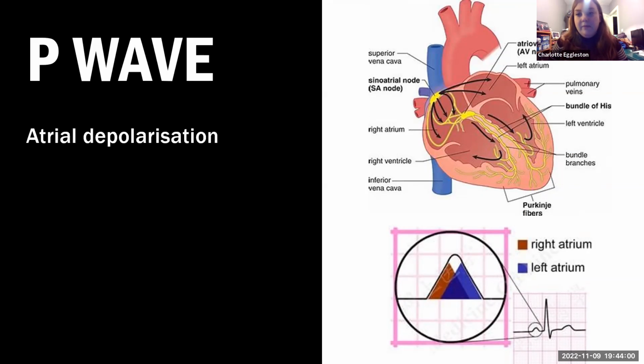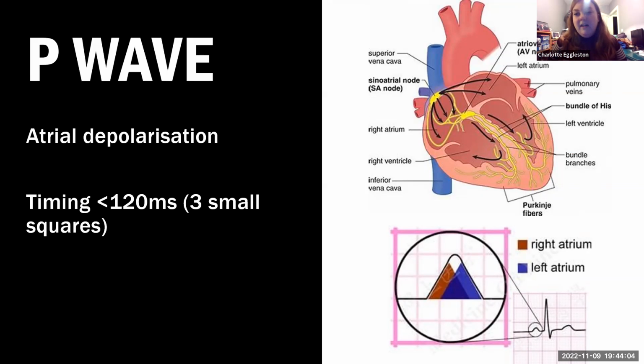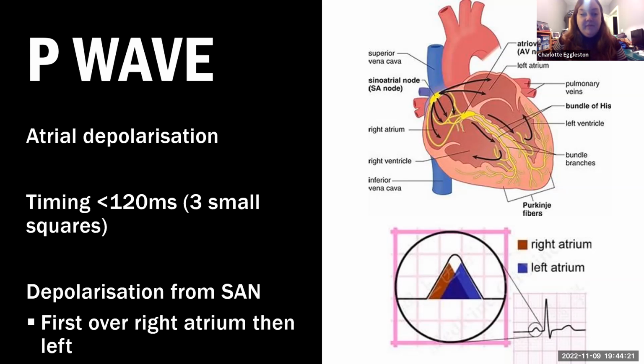So the P wave, as we said before, is the atrium depolarizing. That should be about 3 small squares. To be honest, I very rarely calculate how many squares the P wave is unless the P wave looks weird. And the summary of most ECG interpretation is just try and remember what looks normal. And if it looks weird, then look at it in more detail, step by step.